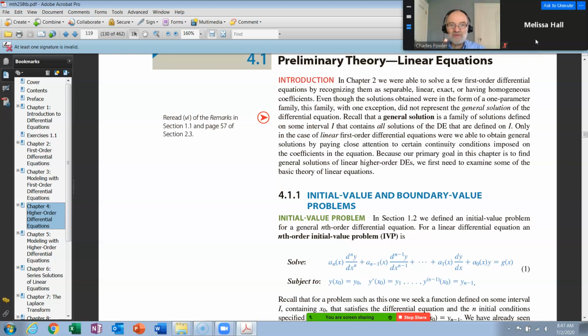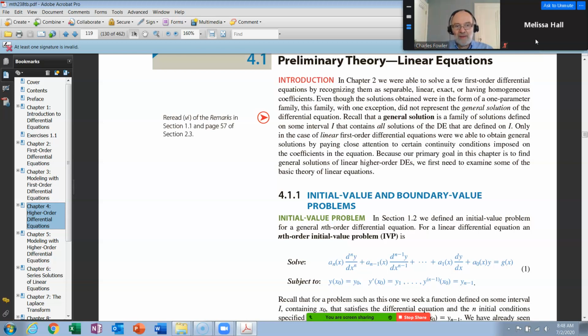Now, what do we mean by general solution? A family of solutions defined on some interval I that contains all the solutions of the differential equation that are defined on that I. Only in the case of linear first order differential equations were we able to obtain general solutions, by paying close attention to the continuity conditions imposed by the coefficients of the equations. I tried to point out things to watch for, and we sort of talked around it, but only for linear equations were you guaranteed.